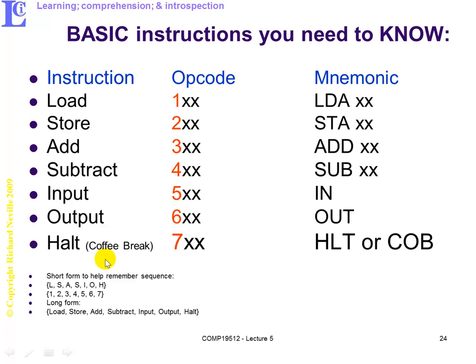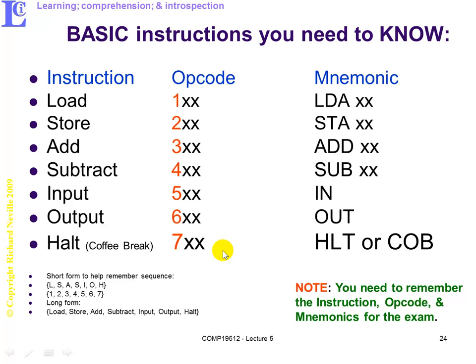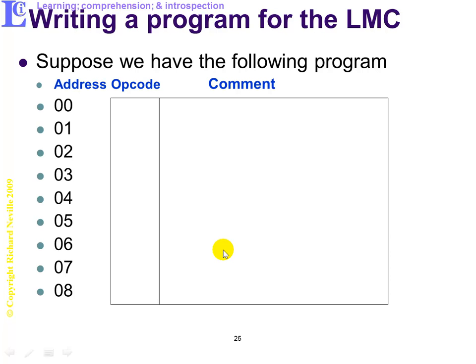So here you could write down something to try and remember these. LSA, SIOH or 1, 2, 3, 4, 5, 6, 7. Or in long form, load, store, add, subtract, in, out, halt. So you need those to do any of the questions, either the short or the long form in the exam, but they enable you to program the little machine. So now we're going to do that.